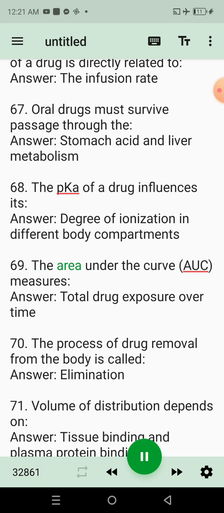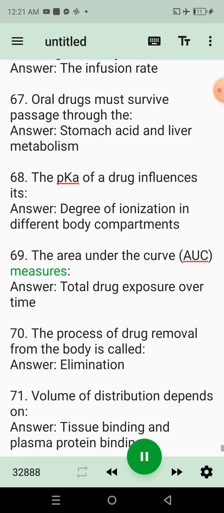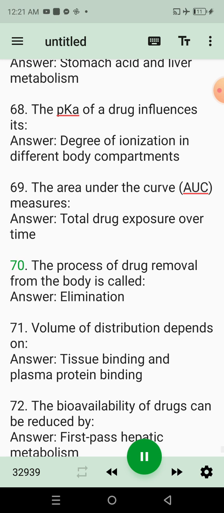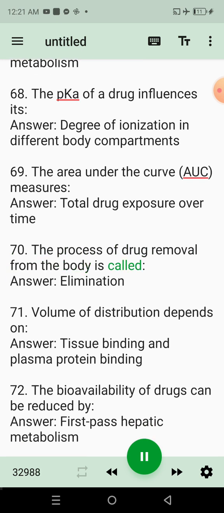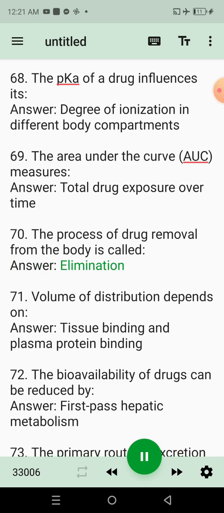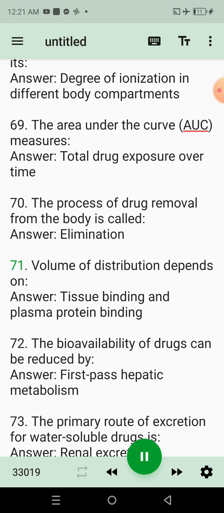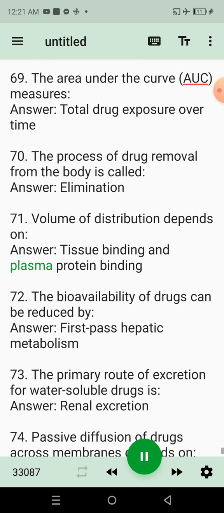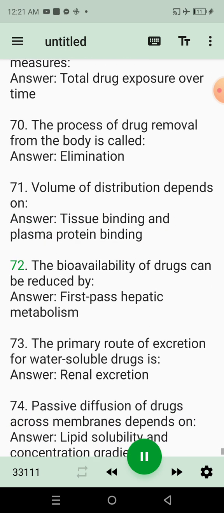69. The area under the curve, AUC, measures? Answer: Total drug exposure over time. 70. The process of drug removal from the body is called? Answer: Elimination. 71. Volume of distribution depends on? Answer: Tissue binding and plasma protein binding.